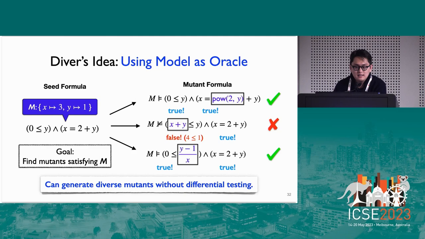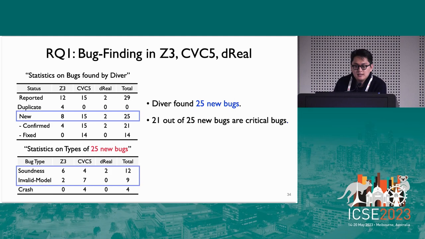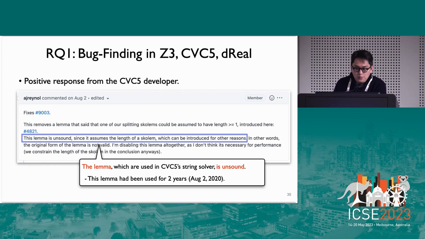To show the effectiveness of Diver in terms of bug finding ability, we used Diver to test recent versions of 3 SMT solvers during 4 to 5 months. As a result, Diver was able to find 25 new bugs and 21 bugs among them were critical bugs which we initially targeted, refutational soundness and invalid model bugs. Moreover, we also received positive comments from the developers.